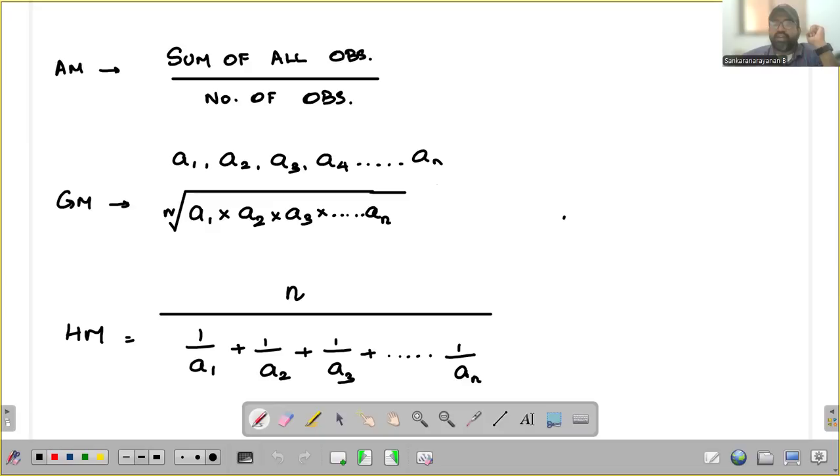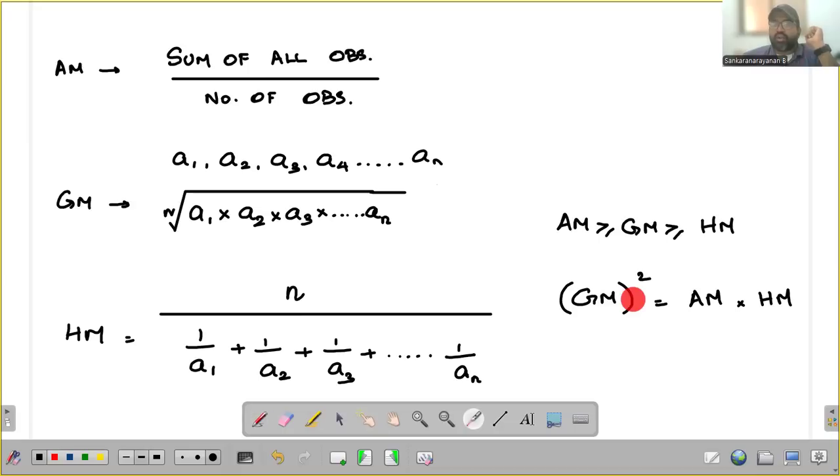And please be aware of this, AM is greater than or equal to GM, which will be greater than or equal to HM. Okay. And also, we can consider geometric mean square. This will be equal to arithmetic mean into harmonic mean. Okay. So this is another observation which you can consider for solving some of the questions today. Okay. So make a note of these details.